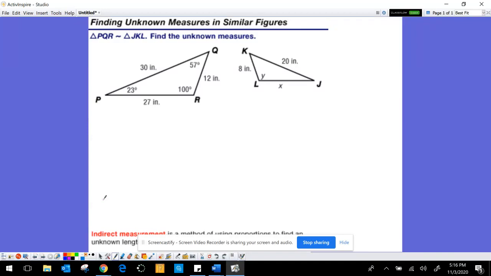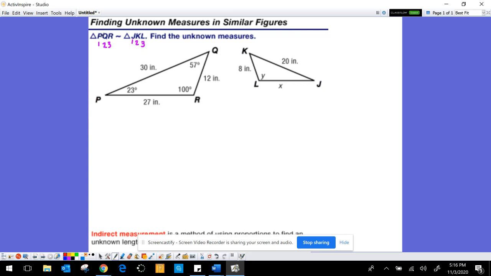So whenever two shapes are similar, we can use proportions to find the missing side. Now we have these two triangles. We have triangles PQR and triangles JKL. Well, let's label. Again, P is the first letter, Q is the second, R is the third, J is the first letter, K is the second, L is the third.